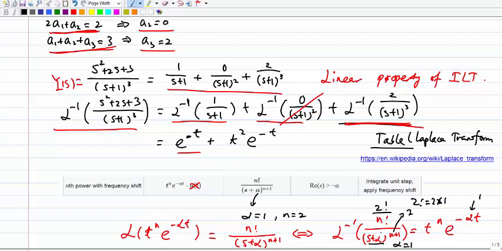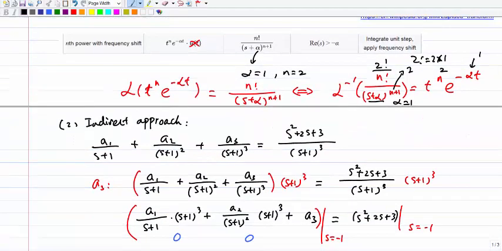This is 2, and this is exactly s plus 1 to the cube. So we have n is 2. So that's t squared, and minus alpha t with alpha equal to 1. That's why the inverse Laplace is t squared times e to the minus t. All right. That's how we find the inverse Laplace transform for Y of s with repeated real poles.